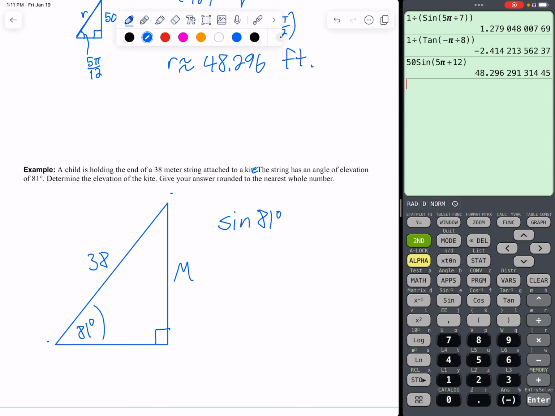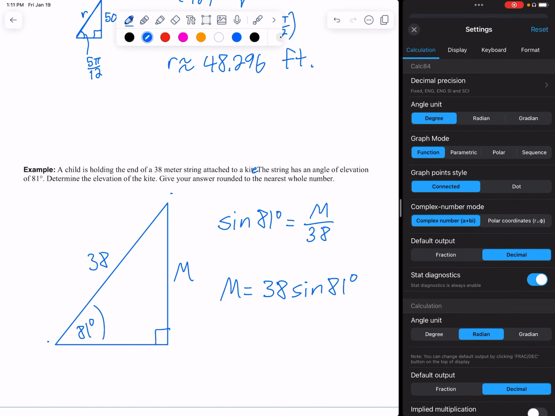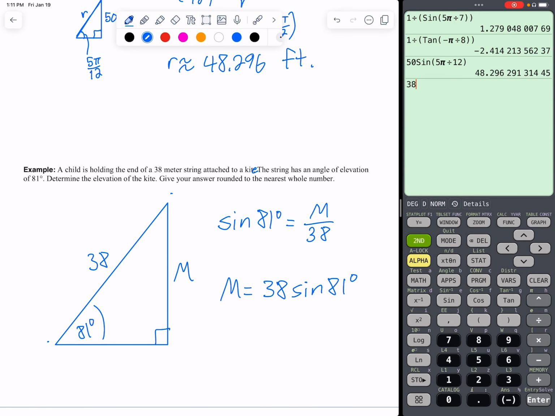So sine of 81 degrees is equal to M over 38. This equation can be solved by multiplying both sides by 38. So I get M equals 38 sine of 81 degrees. And then now this is just a calculator problem, but you got to make sure you go back to degrees. And I got 38 sine of 81. And that gets me roughly 37.53. And this is meters above.